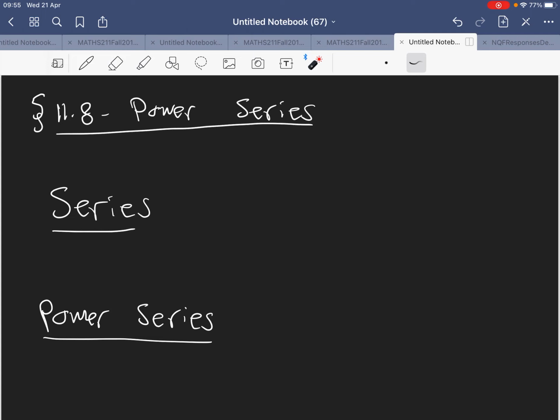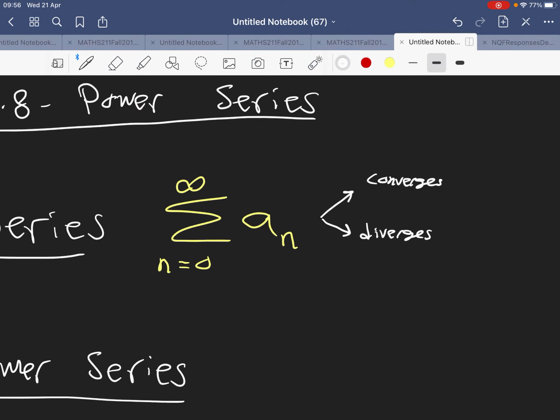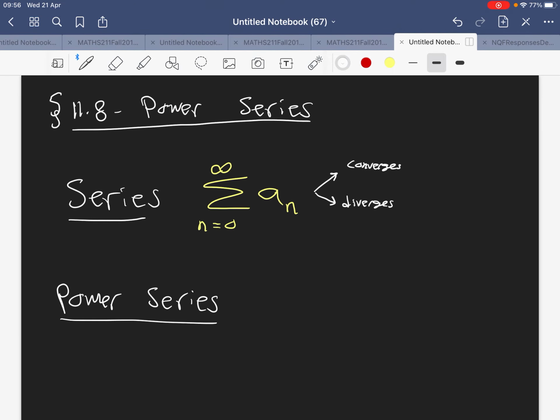So what we have seen so far, and we have studied in much detail, are series. If you just recall what a series is, it's just a summation. You start from somewhere to infinity, and you have a sequence, we call it a_n. What we used to do is check whether this series converges to a number if we add all the elements, or it diverges, meaning the answer would be infinity, or does not exist. And we have so many tests to do this.